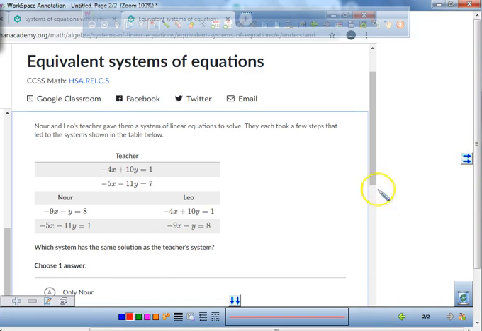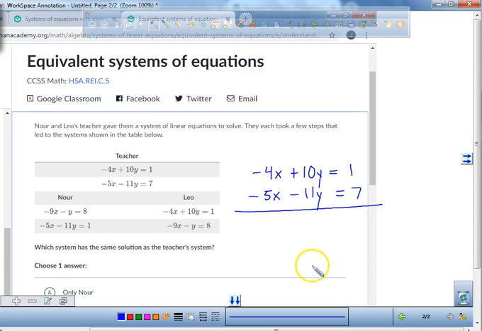So what I'd like you to do, find some room on your paper. We're going to write negative 4x plus 10y equals 1 and negative 5x minus 11y equals 7. So I want you to write that down. Give yourself some room to work. Write that equation down. We're going to solve the teacher's equation right now by hand. Now, what makes this more difficult?